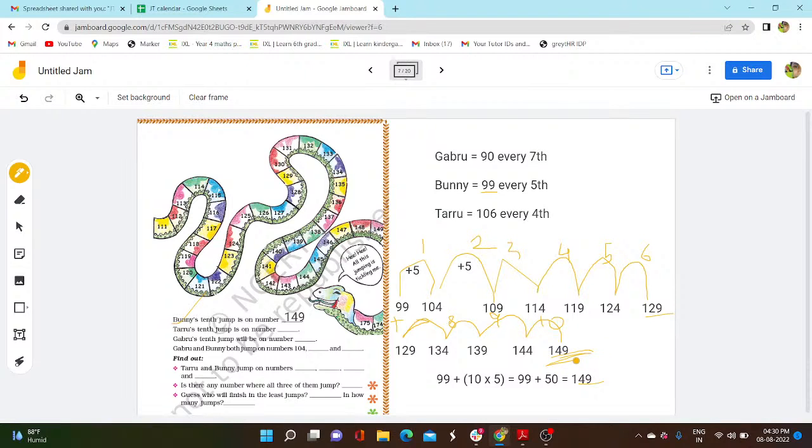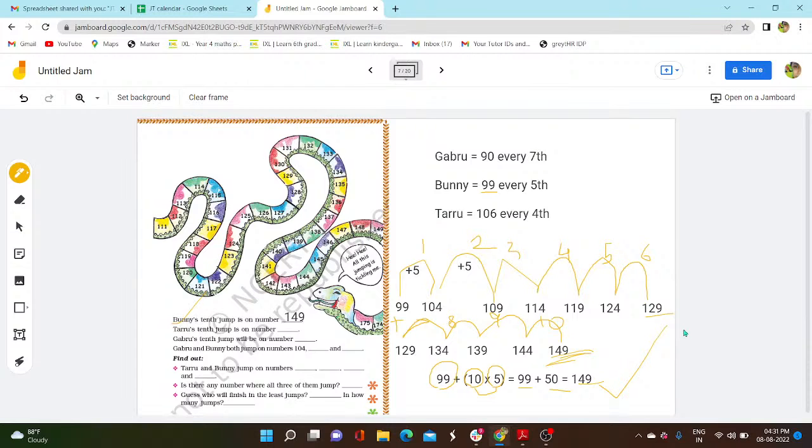So you can try any one of the techniques. You can try either the long method or you can simply write the number from where the animal is starting, add in brackets the number of jumps that he has to take times the amount of steps he is doing in every jump, and if we multiply them, we multiplied 10 and 5, we got 50. 99 add was already there, so 99 add 50 would be 149. That is the number on which Bunny would reach in his 10th jump.